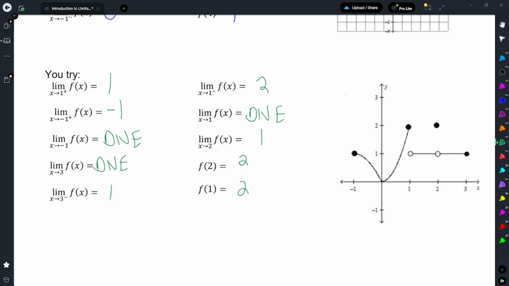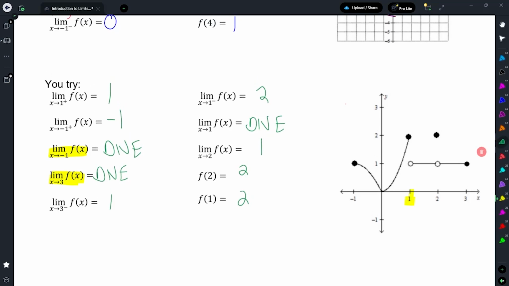All right, so let's talk about these, because I especially want to talk about these two right here. So those are your answers. Limit as x approaches 1 from the positive side. So here's x equals 1. And if I approach that from the positive side here, my y values are getting closer and closer to 1. But as I approach x equals 1 from the negative side, my y values are going to approach 2, and there's a closed circle there. So since the left and right side limits are different, the limit overall as x approaches 1 does not exist.